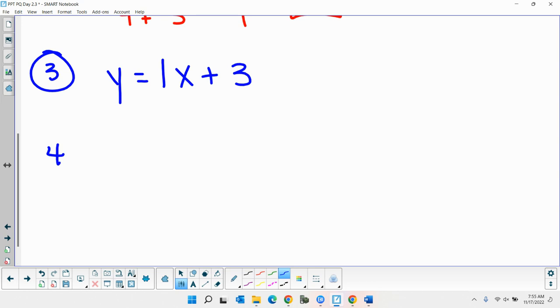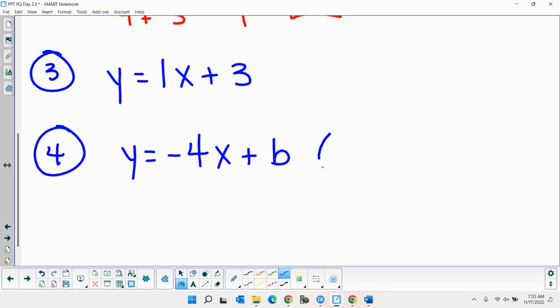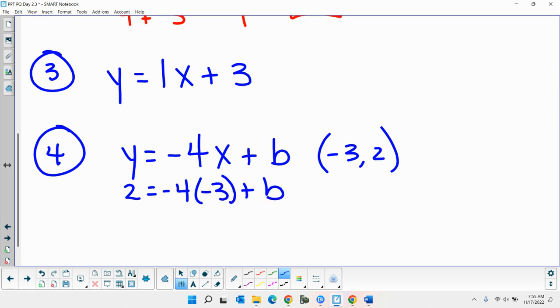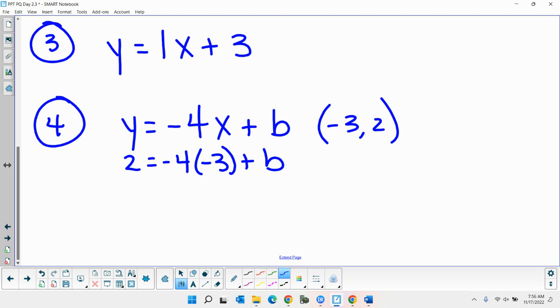Now, for number 4, I gave you the slope, which was negative 4. And then the point was negative 3, 2. That's not the y-intercept, right? If the x was 0, like number 3, then it would also be the y-intercept again. But it's not a 0. So I put the 2 in for y. I put the negative 3 in for x. And figure out the b. So I can write the full equation.